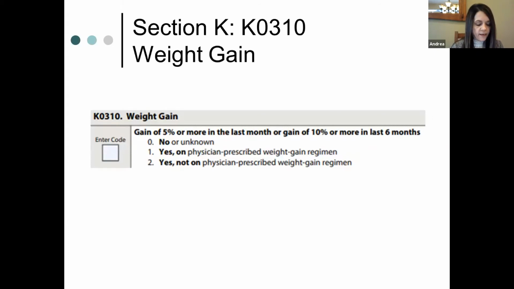Moving along to weight gain then. For weight gain, we would code 0 if there was no weight gain, 1 if it was a physician-prescribed weight gain regimen. So if someone was purposely on a supplement with the intention of promoting weight gain, and that was documented, you could code that as a 1. Otherwise, it would be coded as a 2, that it was not a physician-prescribed weight gain regimen.